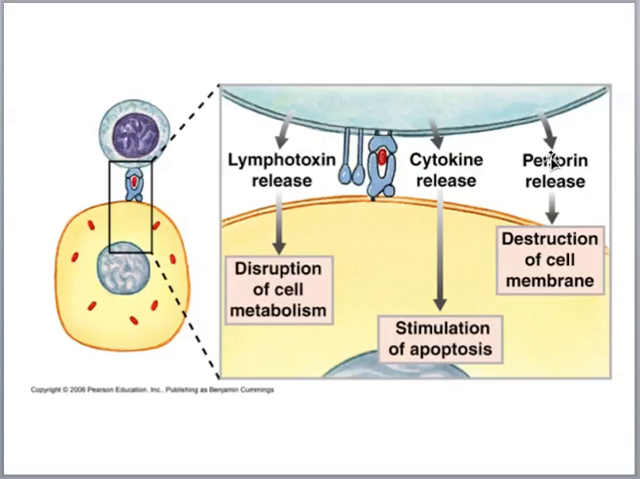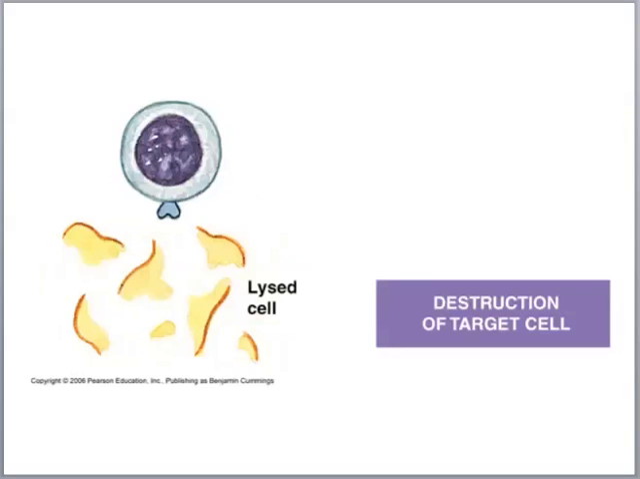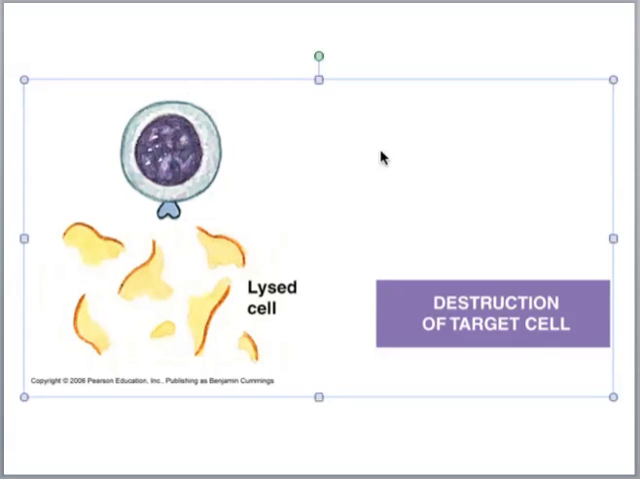And it can release perforins, which will cause perforation of the cell membrane, which will then allow water to come in and it will break down and lyse. And then the target cell is destroyed. And there's our killer T cell, our CD8.